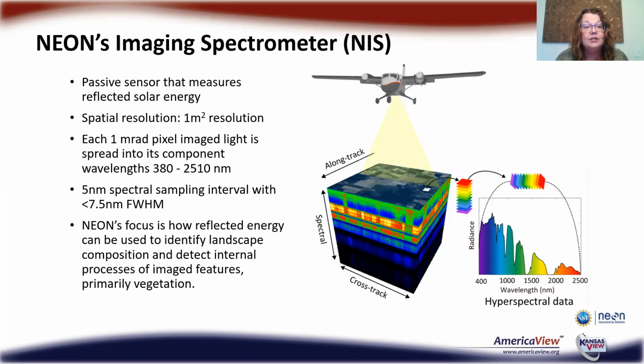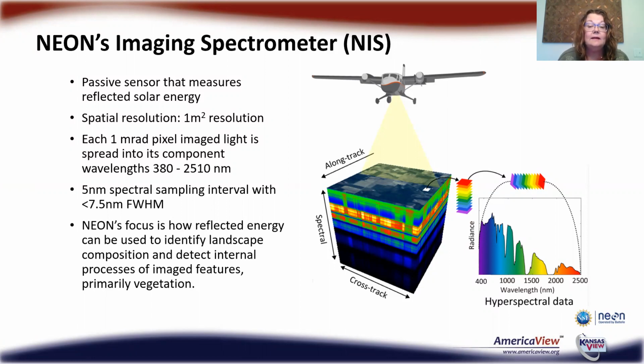The second system is the imaging spectrometer system. It's a passive system that measures reflected solar energy, and it has a 1 meter square spatial resolution, like the LIDAR. The interesting part is that they are collecting across a very wide range of the electromagnetic spectrum, at 5 nanometer intervals to represent each band. There are 426 total bands collecting data across that entire spectrum. The reflected energy can be used to identify landscape composition and detect internal processes of imaged features, which is primarily vegetation, their focus.